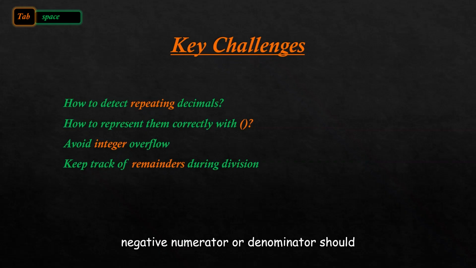A negative numerator or denominator should be reflected with a proper sign in the result. Large values could break normal integer operations. If we miss one of these, the solution fails. So we must build a careful step-by-step approach.